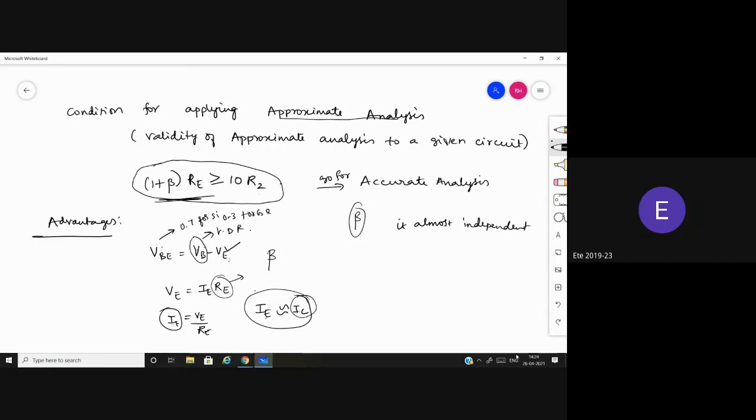What does this "almost" indicate? It indicates that we still have that effect. When we take approximate analysis, we ignore it. But in accurate analysis, some part of the beta factor affects, because beta is fixed for a given transistor. One transistor has some beta value. The circuit is the same, you just replace one transistor with another transistor.